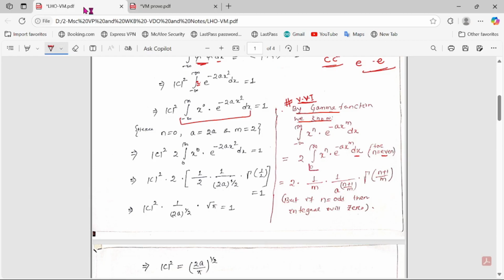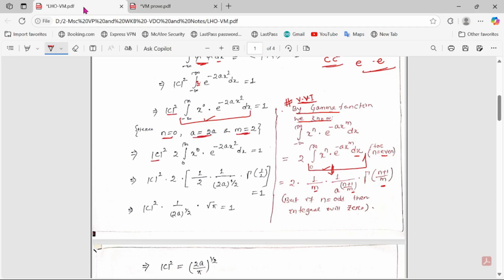Now this integral value in general, you just remember, will be 1 by m into 1 by a to the power (n plus 1) by m into gamma of (n plus 1) by m. This is the most important thing that you have to remember. If I compare this integral with this one, what is the n value? 0. What is the a value? 2a. What is the m value? 2. So that implies c mod square, as I have written.